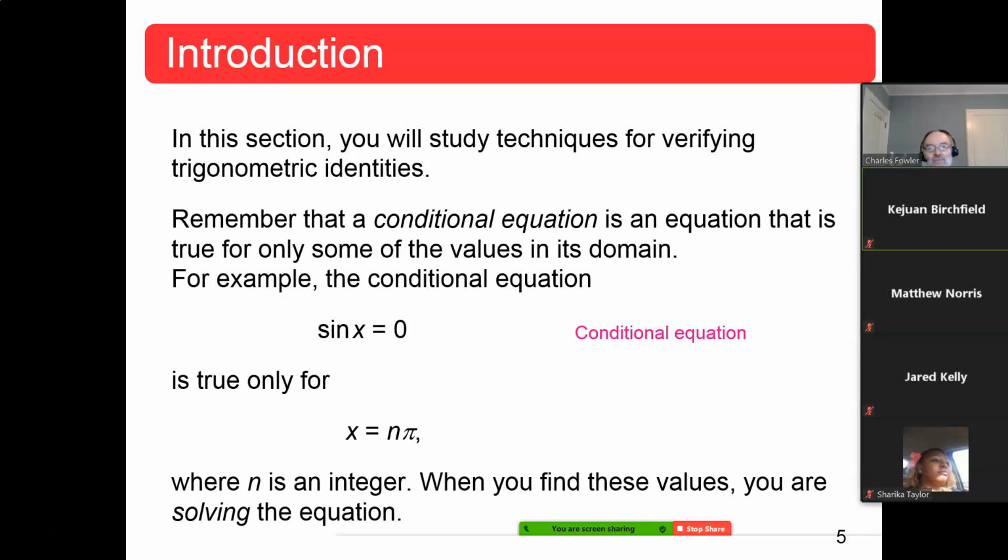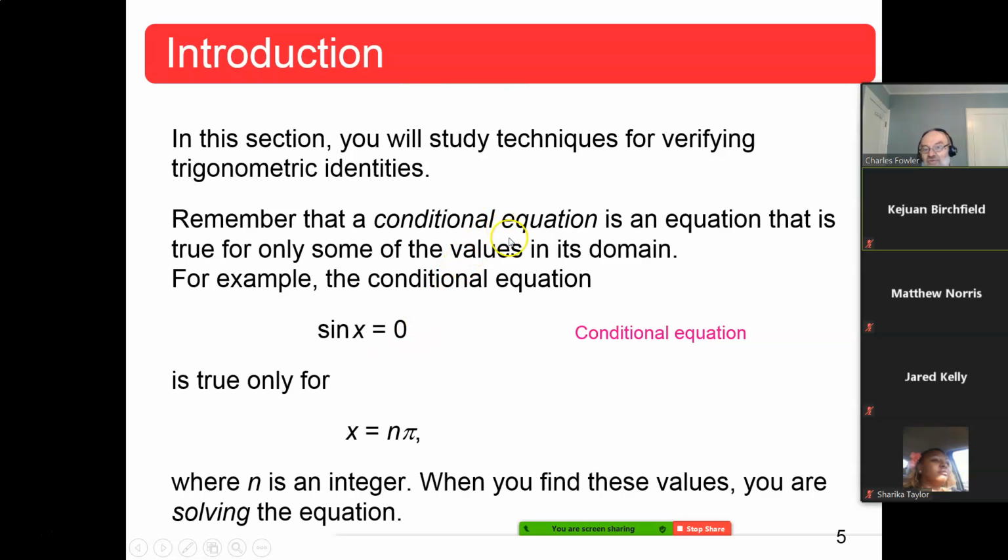Now there's two types of equations. One is what they call a conditional equation. That's an equation that's true for only some of the values in the domain. So for instance, sine of x is equal to 0. That's an equation. That's not true for every x. It's only true for your multiples of pi. Sine of 0 is 0, sine of pi is 0, sine of 2 pi is 0, sine of 3 pi is 0, sine of negative pi is 0, sine of negative 2 pi is 0. Only for your n pi's is that equation true.